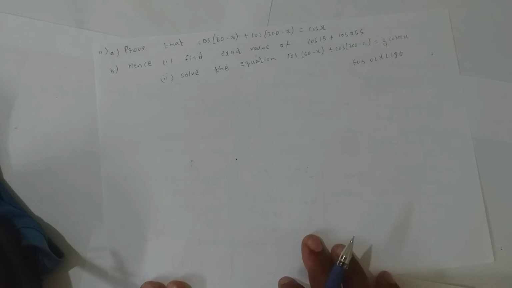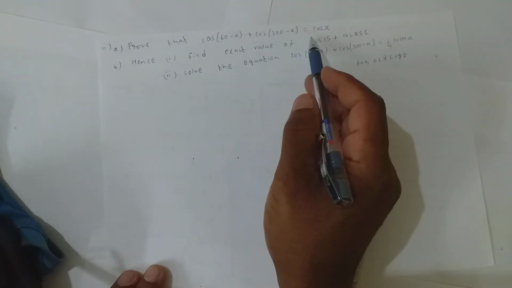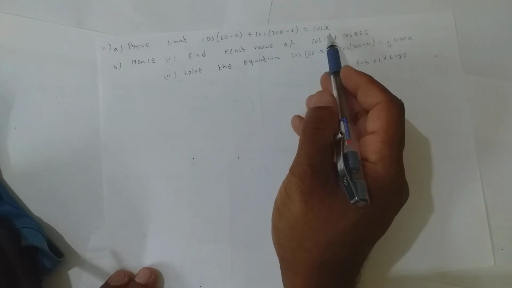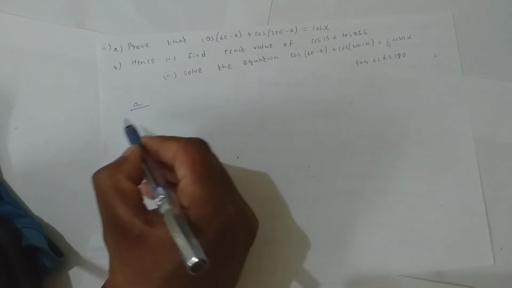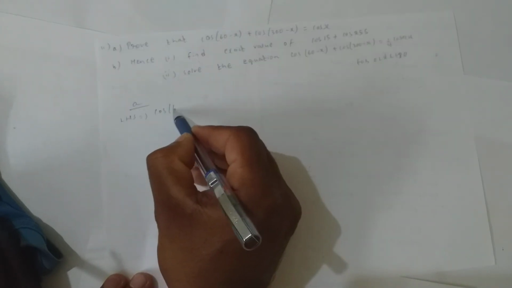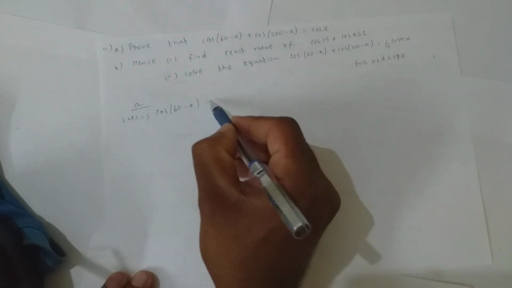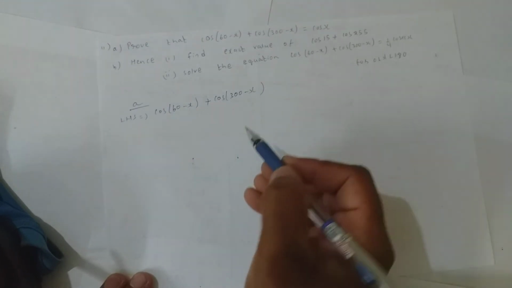Let us look at the next sum now. Prove that cos(60 minus x) plus cos(300 minus x) equal to cos x. I need to prove this. So I take LHS first. What is LHS? Cos of (60 minus x) plus cos of (300 minus x).